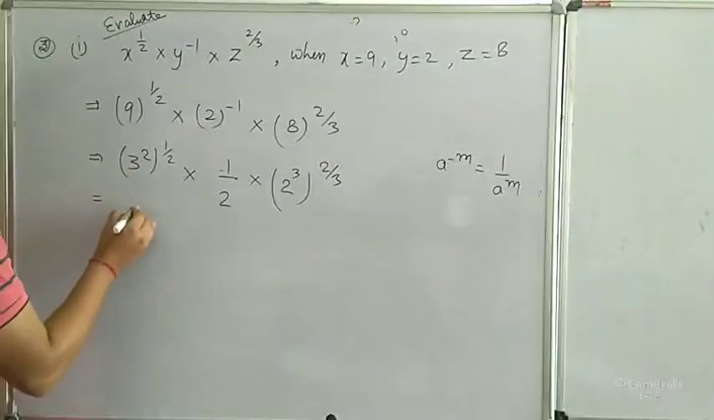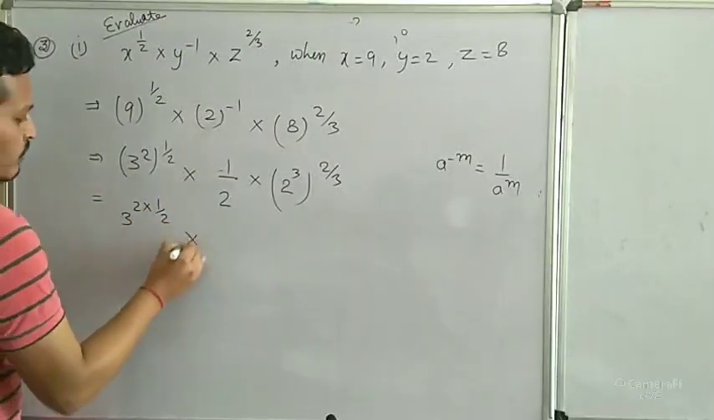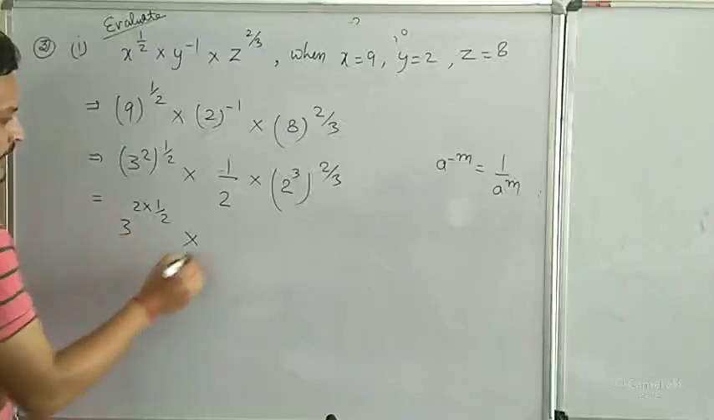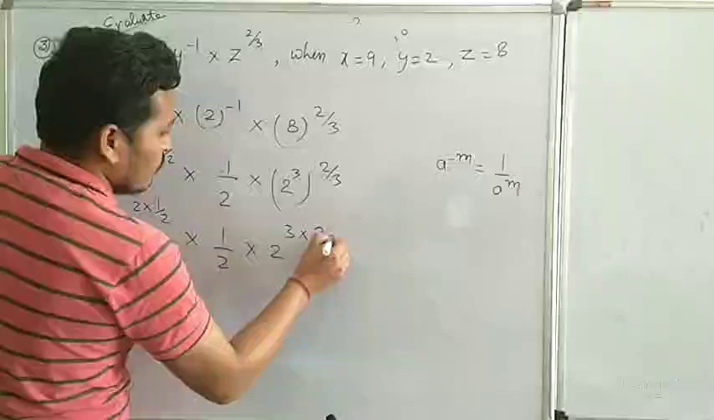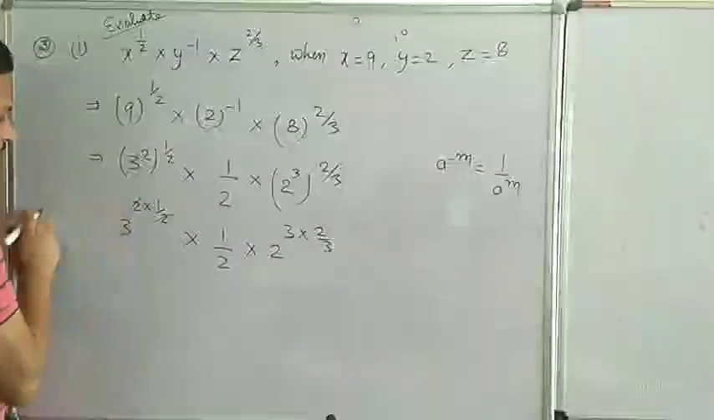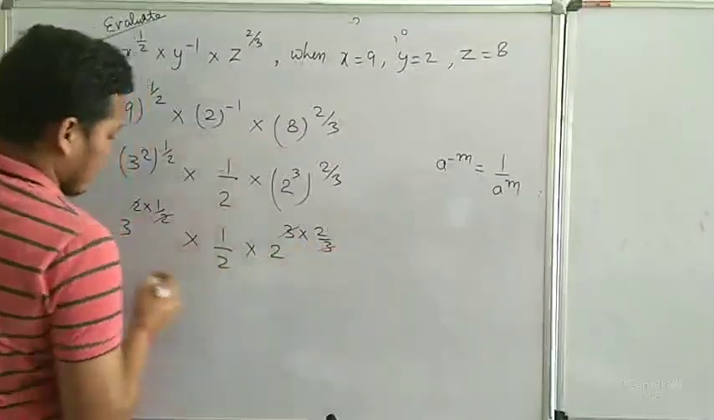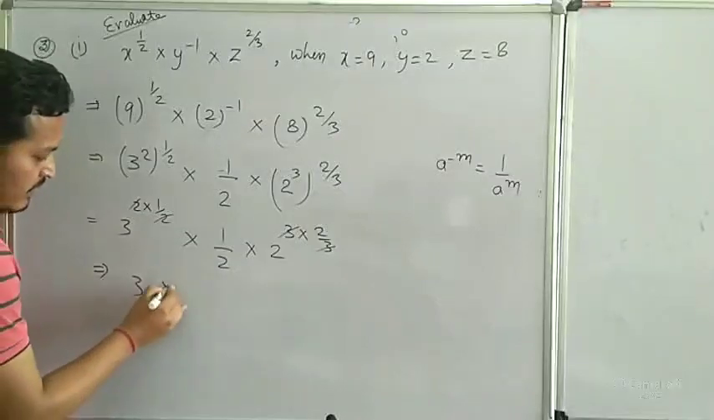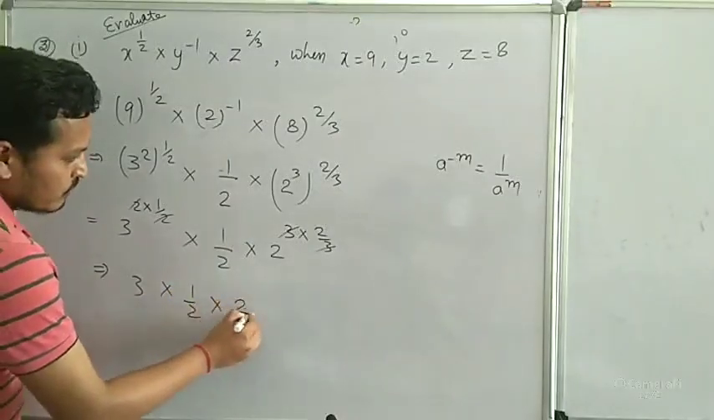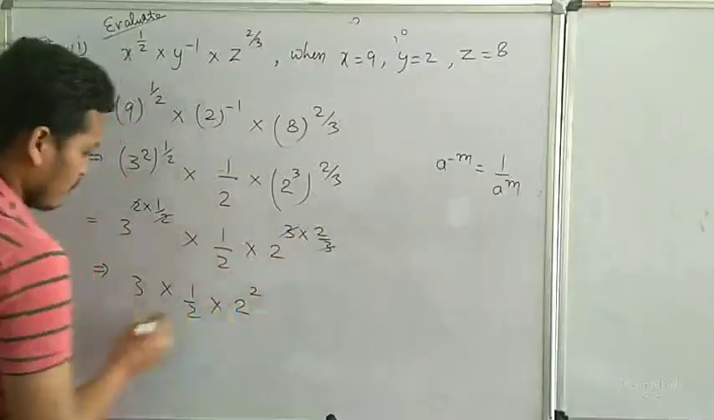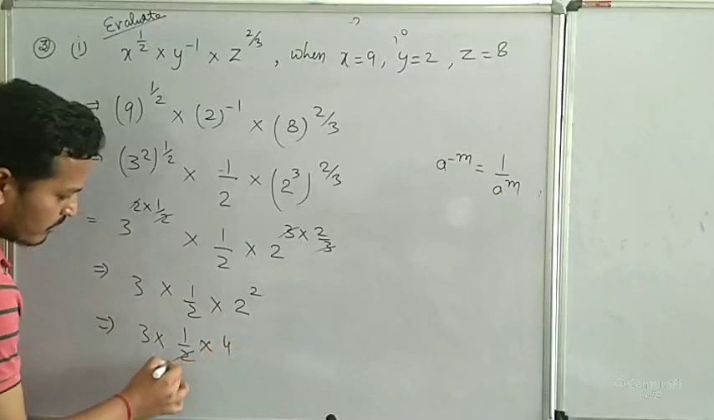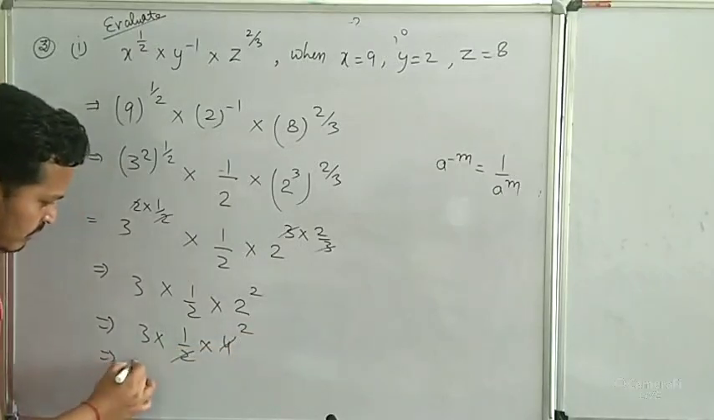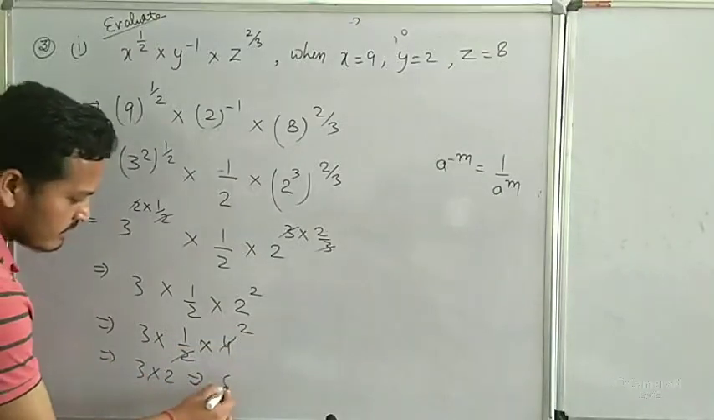So then 3 into 1 by 2 into 3, to the power 2 into 1 by 2, then 1 by 2 into 2 to the power 3 into 2 by 3. Next, 2 and 2 cancel out, and similarly 3 and 3 cancel out. So what is left? 3 into 1 by 2 into 2 to the power 2. So then the answer is 3 multiplied by 1 by 2 into 2 to the 4. So 2 to the 4 is equal to 3 multiplied by 2. Our answer is 6. Okay, this is a very simple question.